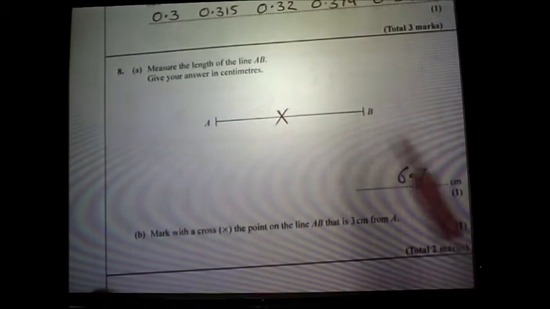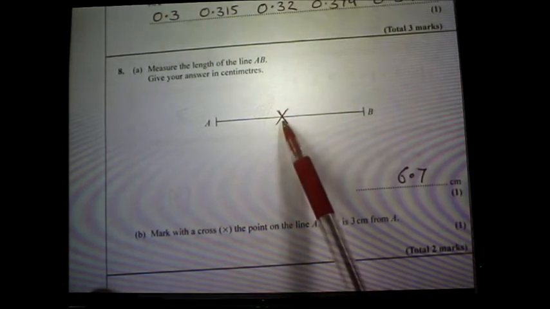Measure 3 centimetres from point A, so it is there. That's what my cross is. Next question, question number 9. Rotational symmetry. That's how many times can you turn it around and it will click back into itself. And because it's got 5 sides, the answer is 5.